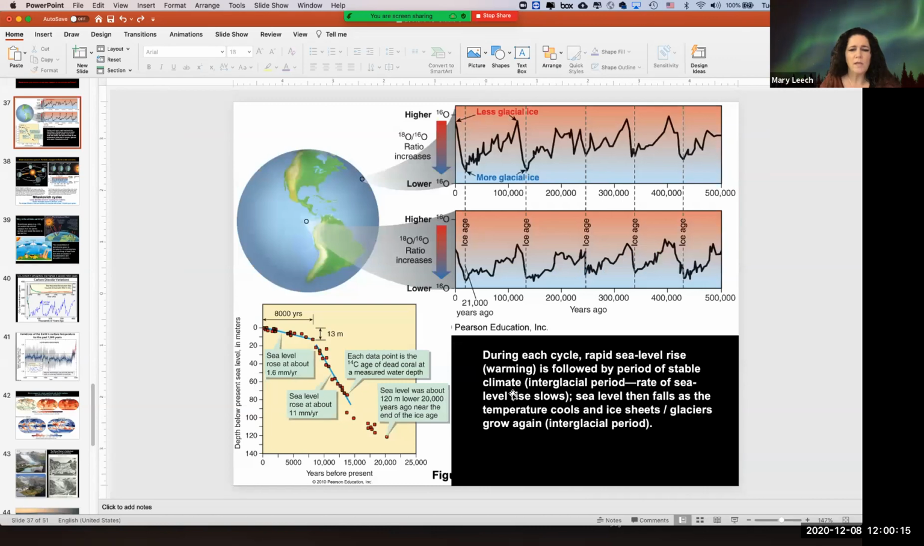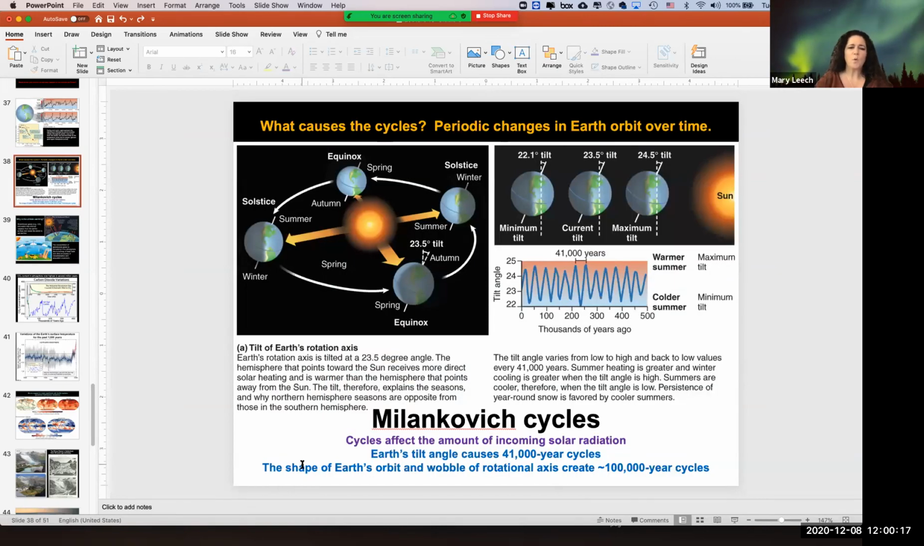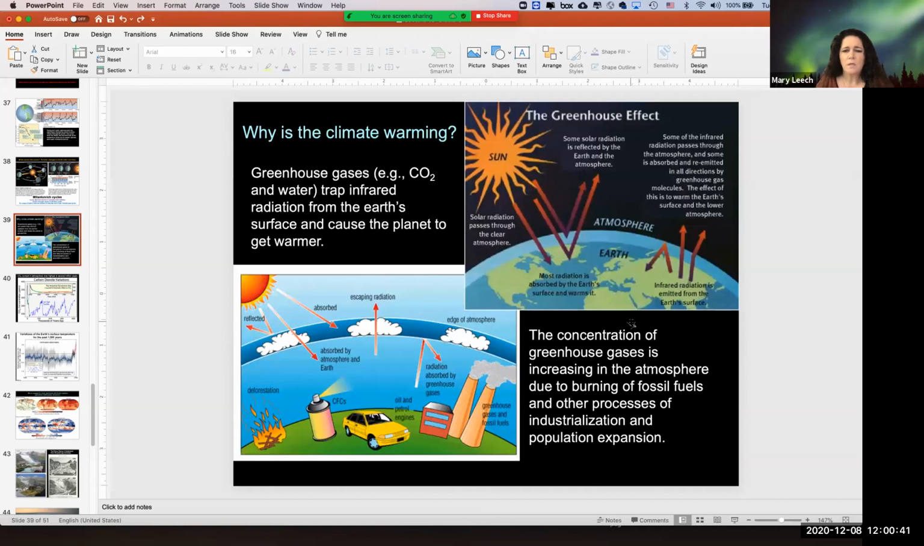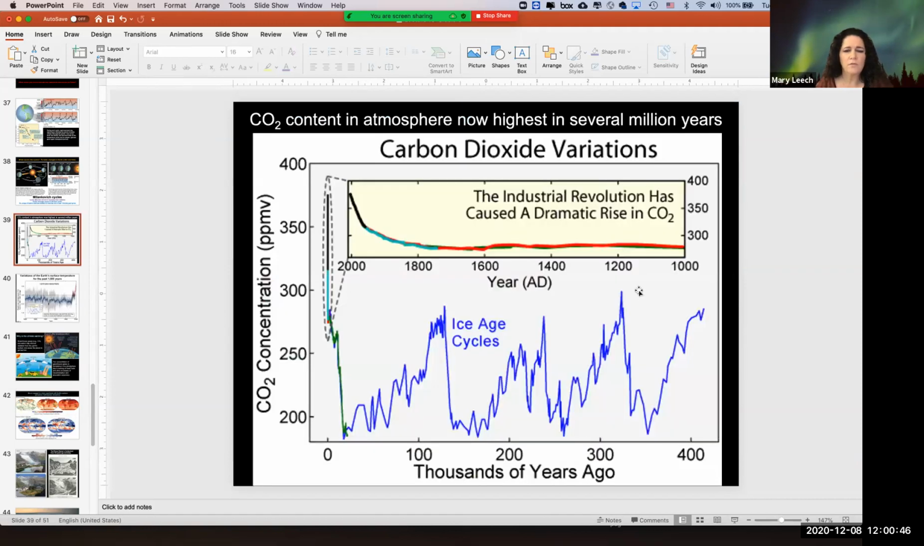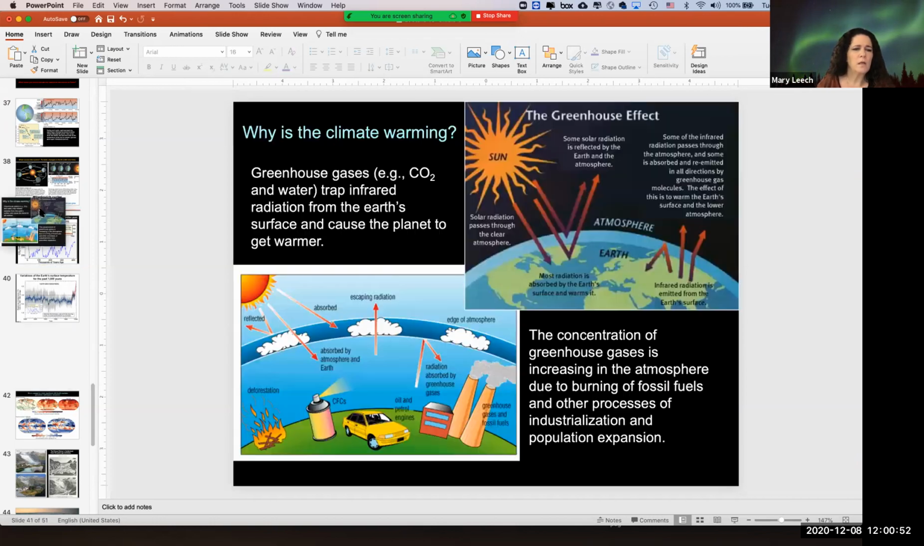And then the shape of Earth's orbit and the wobble of that rotational axis is on a 100,000 year cycle. And I've got that, it should be in the next slides. The shape of the orbit, this orbit here, and the wobble of the rotational axis, so how that wobbles. I should have put that after these, at least. Let me go here first. Okay, let's start here where I was.